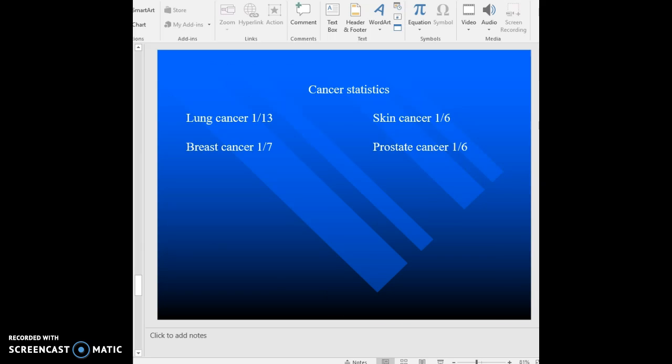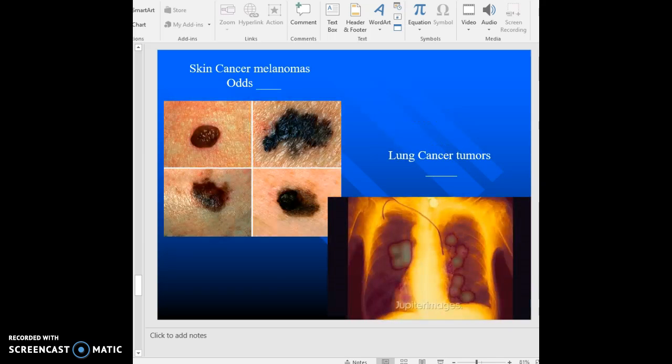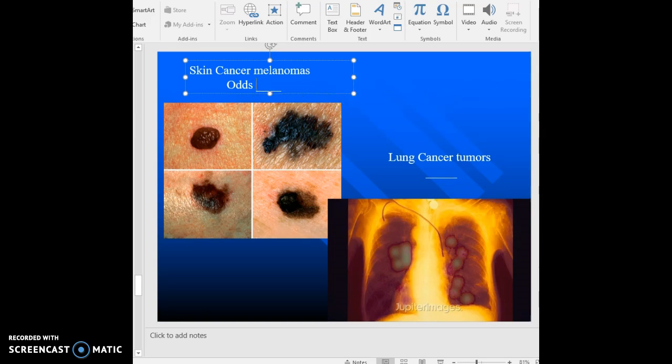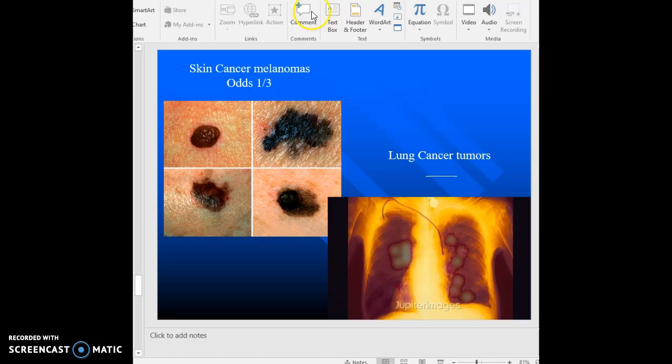The odds of overall just getting cancer is 1 out of 3. Okay, overall, just 1 out of 3. What we're looking at over here, these are called melanomas. These are examples of what skin cancer looks like.